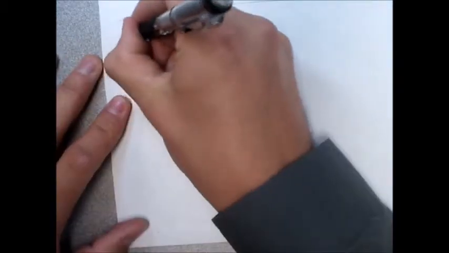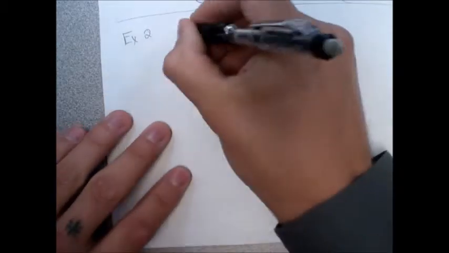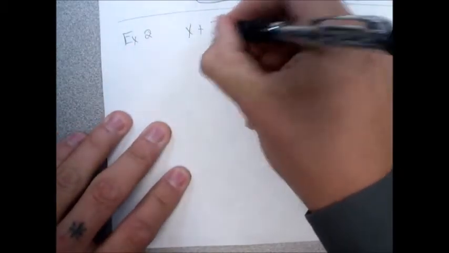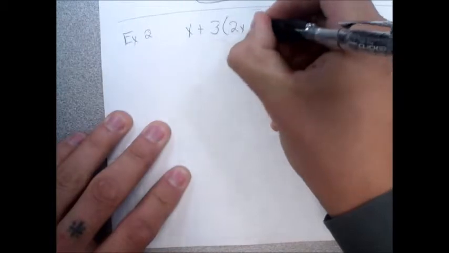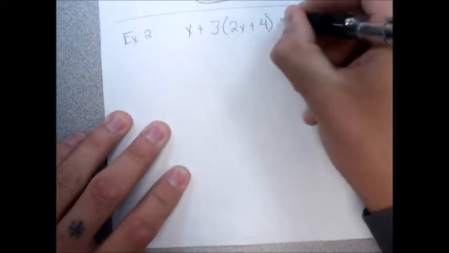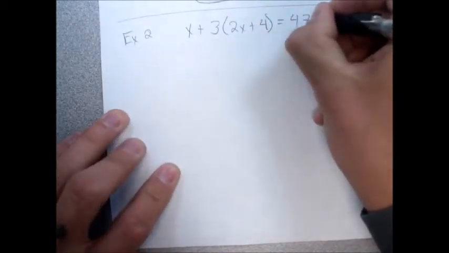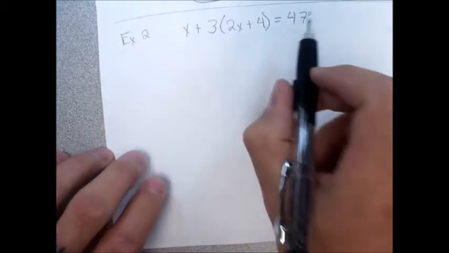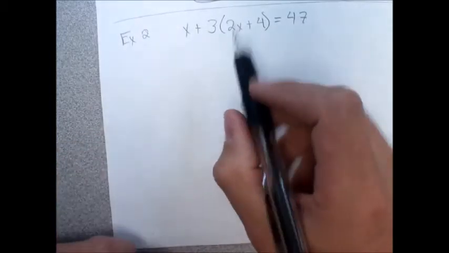Okay, on this next example, I really want you to ask questions as I go through here. So if you get confused at all, you need to make sure to ask me right on the spot, not after you get horribly lost in the weeds. Okay, so here's the problem. X plus 3, open parentheses, 2x plus 4, close parenthesis, equals 47. Again, I have nothing over here on the right side of my equal sign. Okay, I have nothing there.